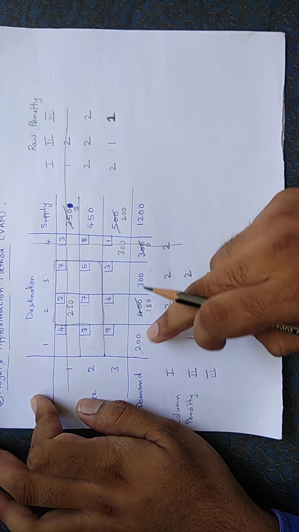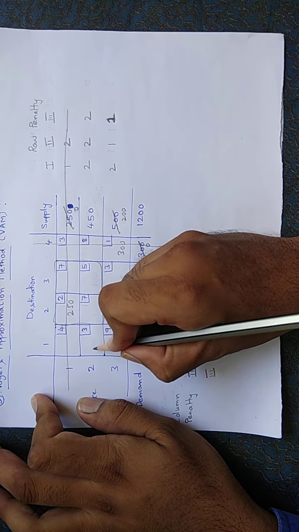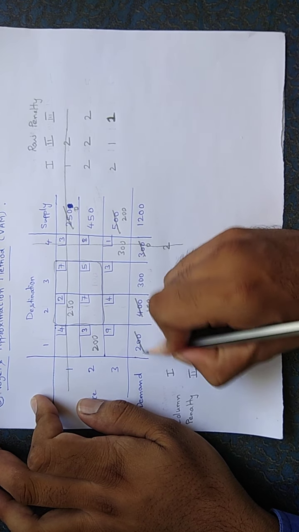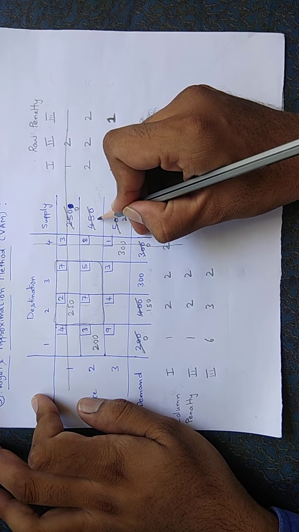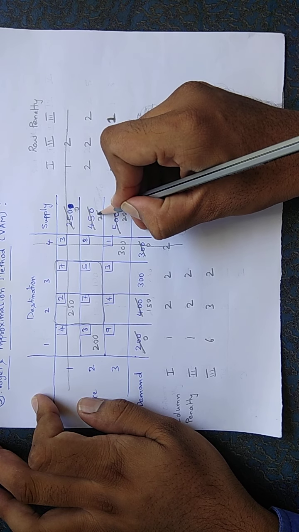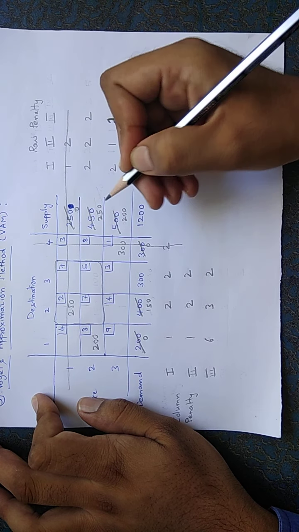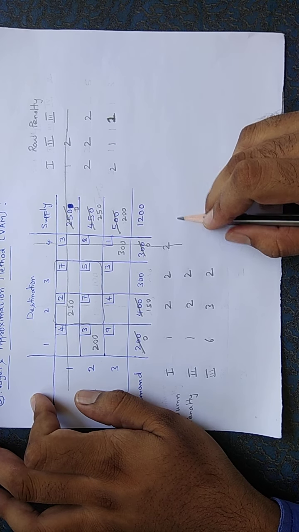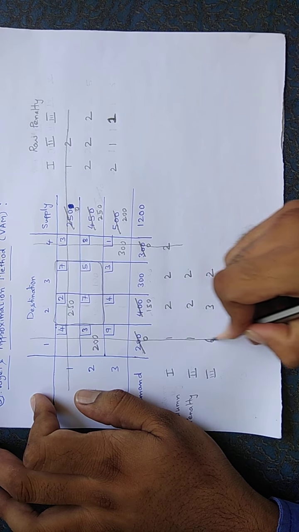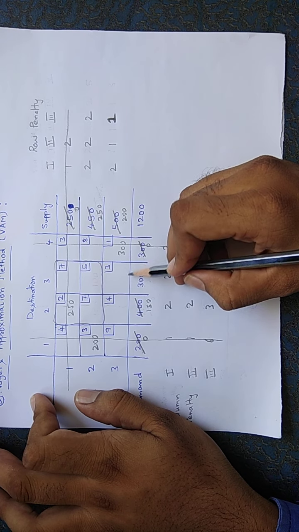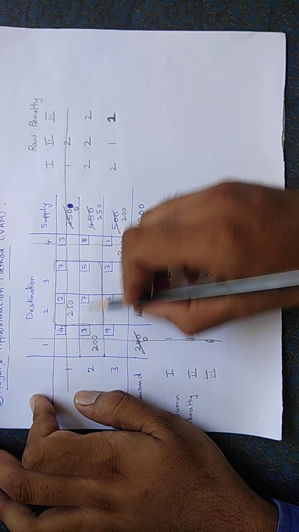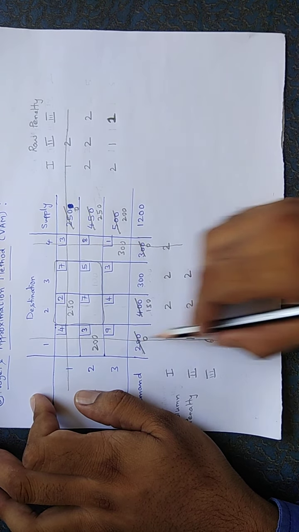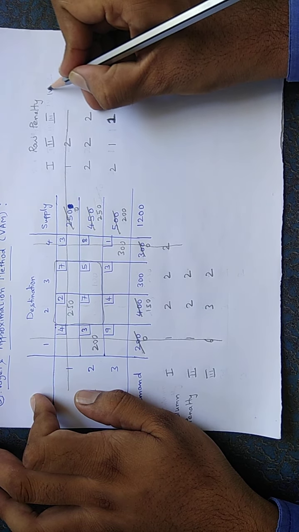So we will allocate here 200 and 450. Minimum is 200. So this is 0 and this is 250. The leftover is 250. Now again this is 0, so we will eliminate this. Now the allocation can only be made for these 4 cells because this is cancelled, this is cancelled and this is cancelled. So let us see what will happen.